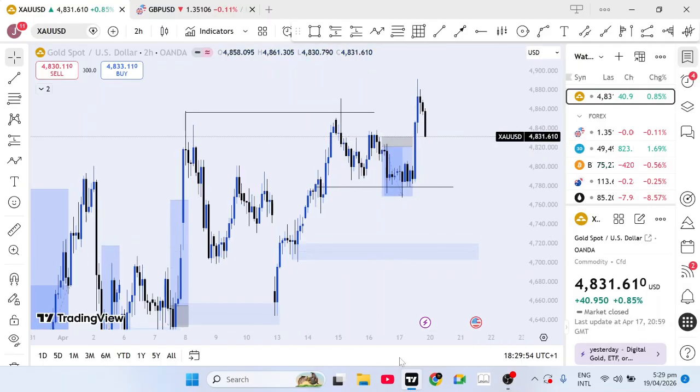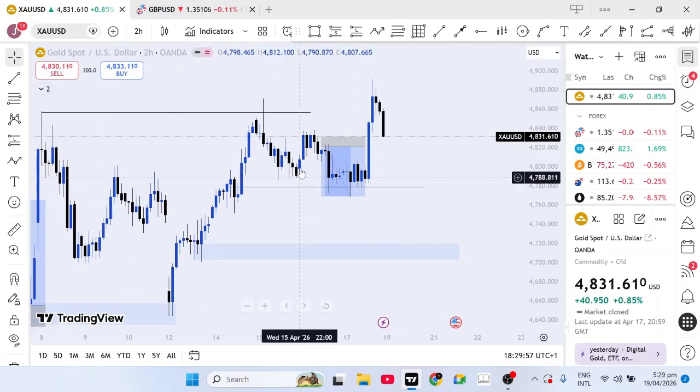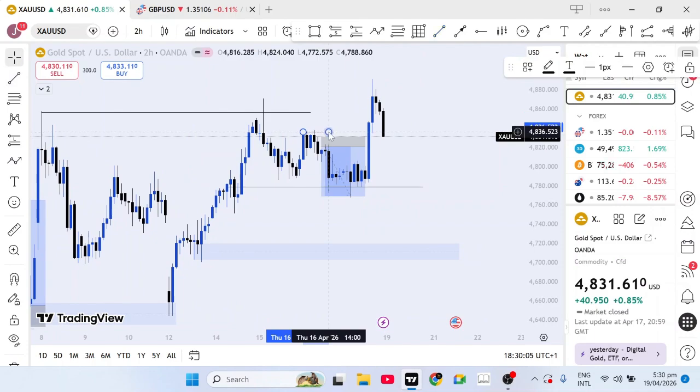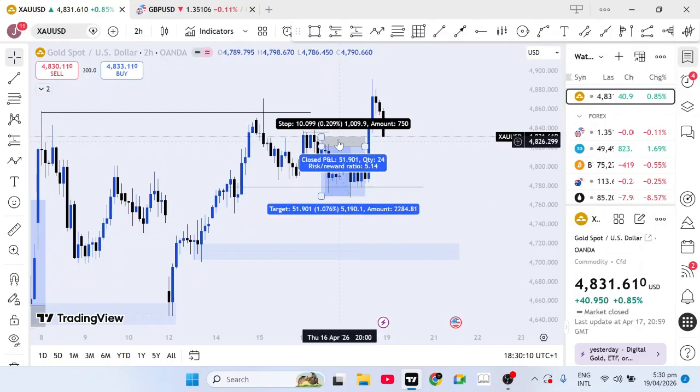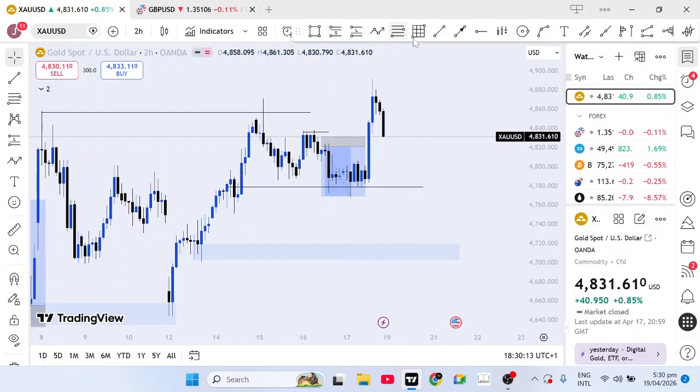Then price did what? Price swept these highs again. So this is what gave me confidence that we are going down. So after these highs were swept, then this low was broken. That was the only confirmation I was waiting for. I was waiting for this low to be broken.